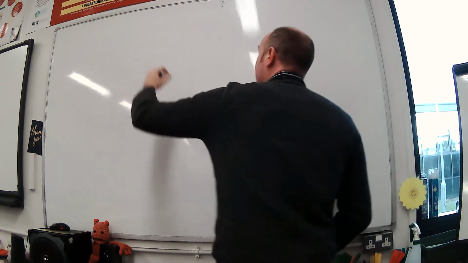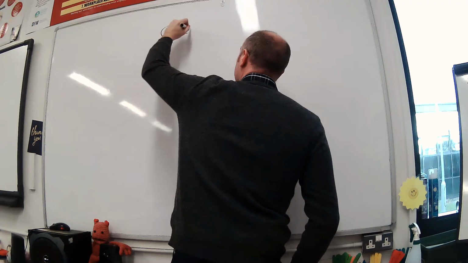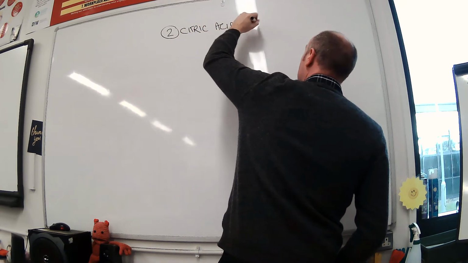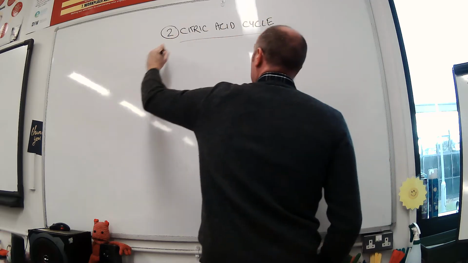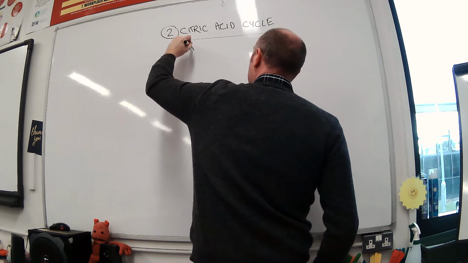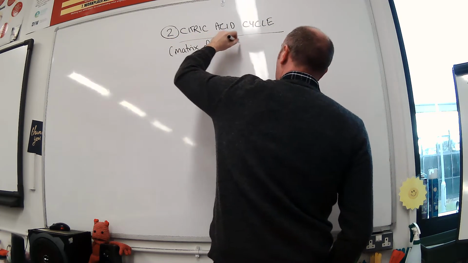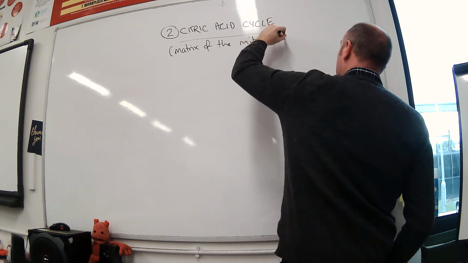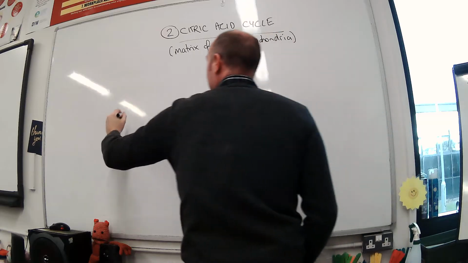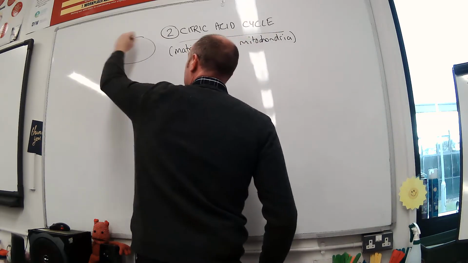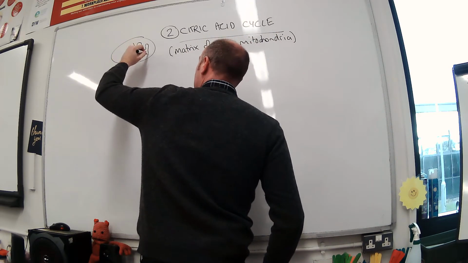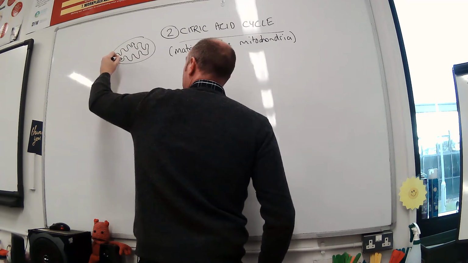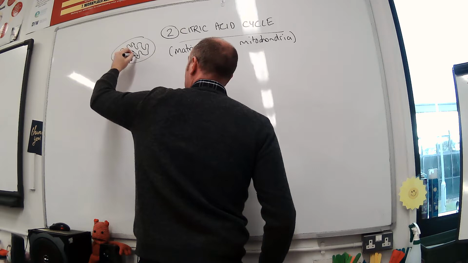Stage 2 is called the citric acid cycle, and that takes place in the matrix of the mitochondria. So just to explain where the matrix is, there's your mitochondria. This is the inner membrane of the mitochondria. That space in the middle that I'm shading in here, that's the matrix.